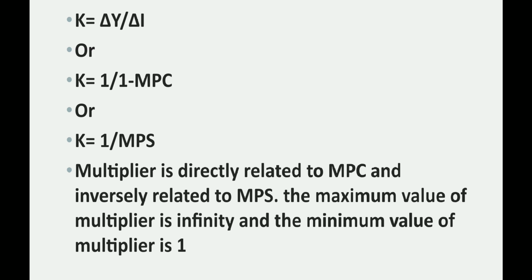The minimum value of multiplier is 1 when the value of MPC is 0. MPC equal to 0 indicates that the economy decides to save the whole of its additional income and nothing is spent on consumption expenditure. So, there will be no further increase in income. As a result, total increase in income will be equal to increase in investment. That is, delta Y is equal to delta I. Here the value of multiplier is equal to 1.